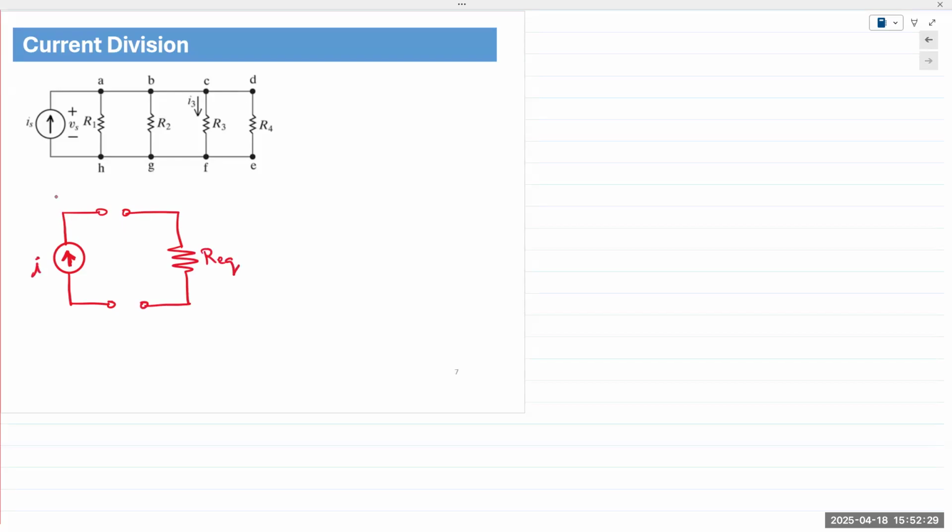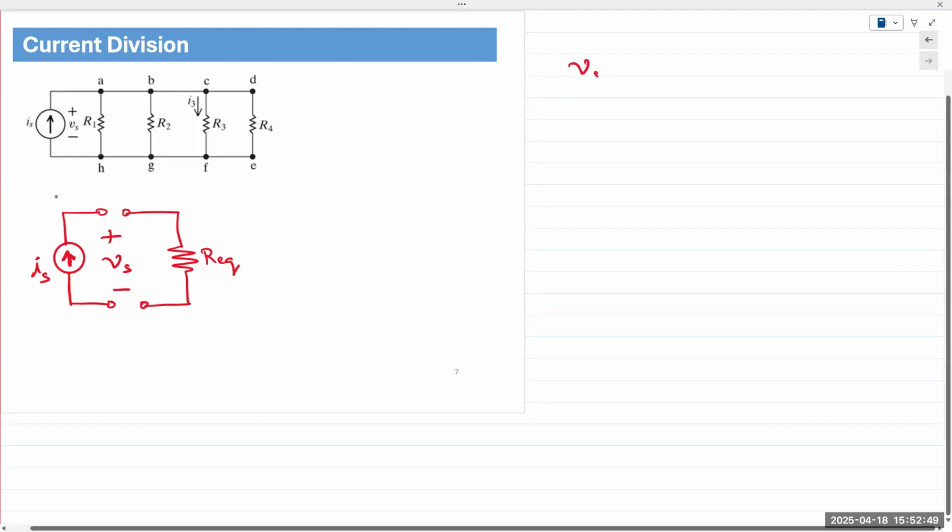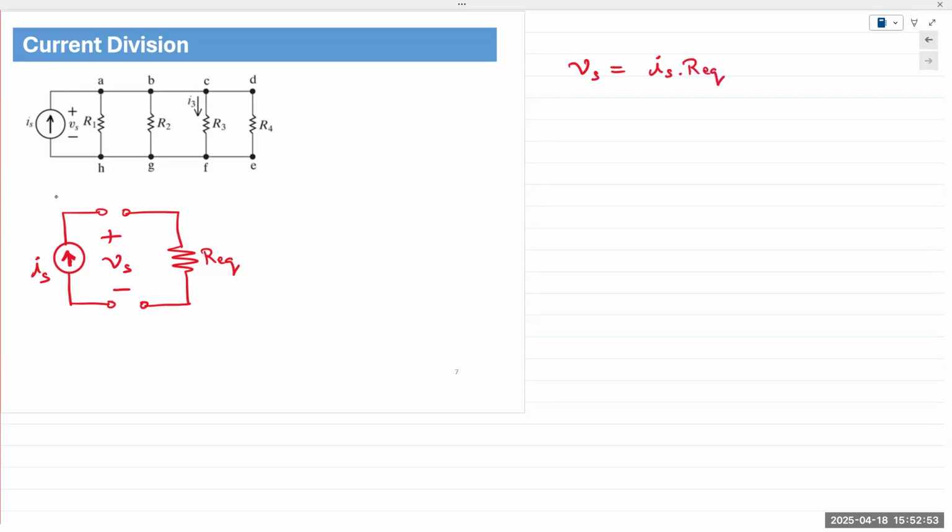REQ, and this is IS, right? And of course, the voltage across here is VS. So from Ohm's law, I can write total voltage VS is equal to IS times REQ, right? I can write IS is VS over REQ.